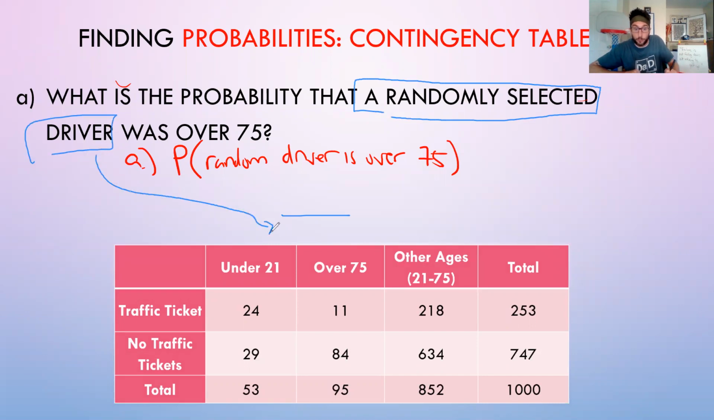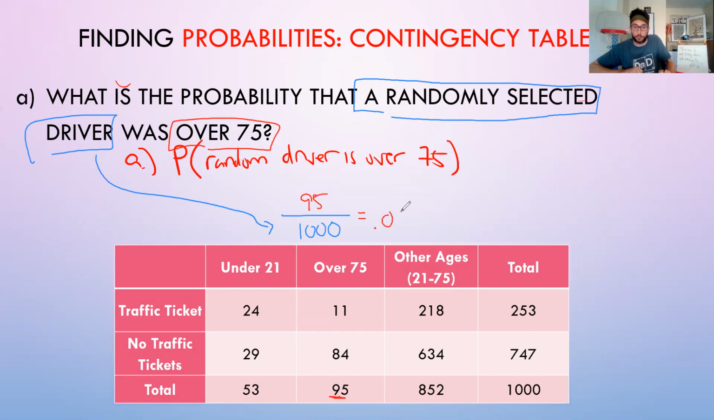We don't know if they're over 75, under 75. We don't know if they got a ticket or not. We're just talking out of any driver. So our denominator here, we're talking about out of all 1,000 people. And of all those randomly selected drivers of all 1,000, we want to know what proportion of them were over 75. And we have a total here that I've covered up of 95 people over 75. So 95 of the 1,000 people were over 75, and 95 over 1,000 gives us 0.095.